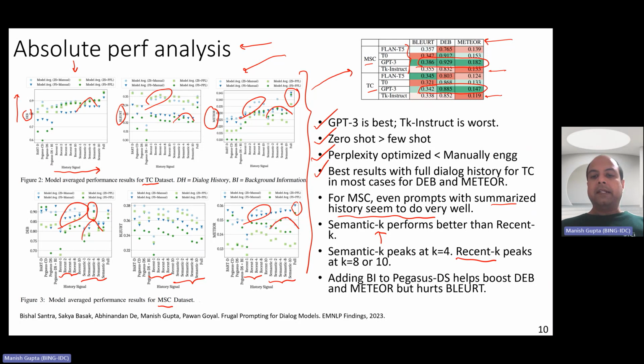Okay. One last observation is that adding this background information helps boost the DB and Meteor, but hurts BLEURT. So there's no clear signal if background information is useful across all the metrics. For DB and Meteor, it actually helps, but for BLEURT, it hurts.